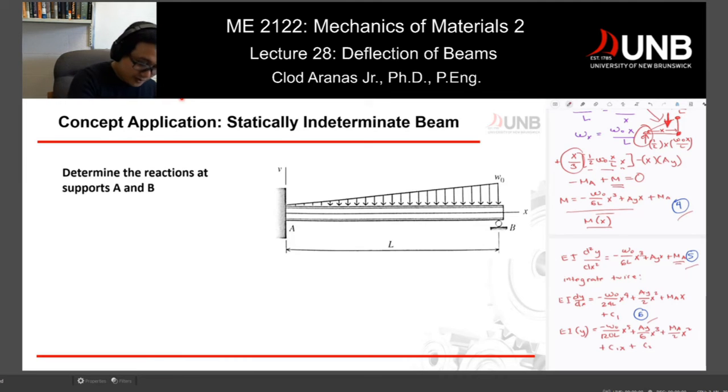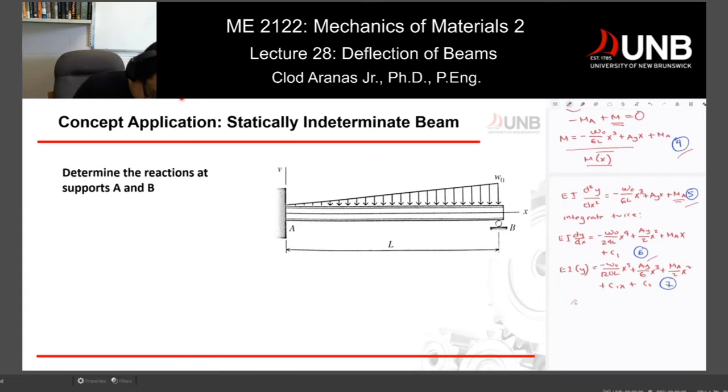So now I can call this one equation number 7 right here. Now the first question is, what is C1 and C2? Let's not worry about the reactions right now. Let's proceed as we are solving a second order differential equation. So what would be C1 and C2, which are unknowns right now? We have two boundary conditions for a cantilever beam. What can we assume for boundary conditions?